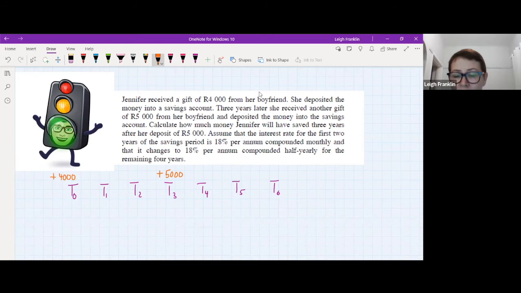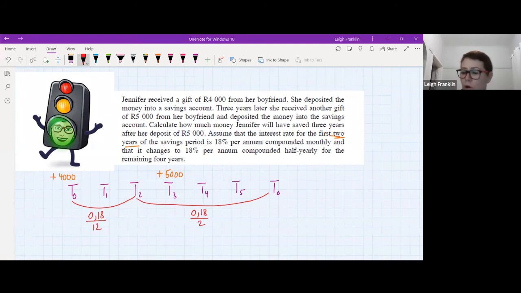Okay. Now it says to us the interest rate for the first 2 years. So let's use a different color. For the first 2 years, the interest rate is 18% per annum, so 18 divided by 100 is 0,18 compounded monthly. So we have to divide it by 12. For the remaining 4 years, 1, 2, 3, 4 years, it changes to 18% per annum compounded half yearly. Okay, so there's a little bit of help with the timeline.